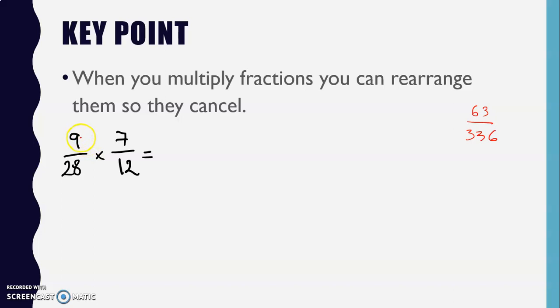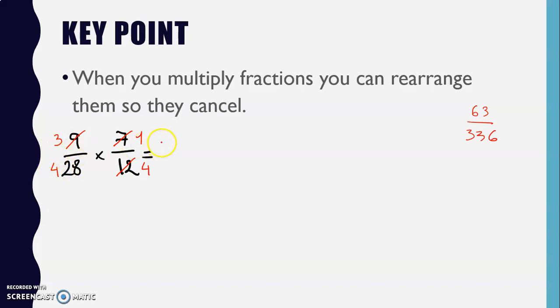To do so, we have to find a numerator and a denominator that have common factors. In this case, 9 and 12 are both divisible by 3. So I can cross out 9 and divide it by 3, which leaves me with 3, and then 12 divided by 3 leaves me with 4. Now I can group 7 and 28 because both of them are divisible by 7. So 7 divided by 7 is 1, and then 28 divided by 7 is 4.